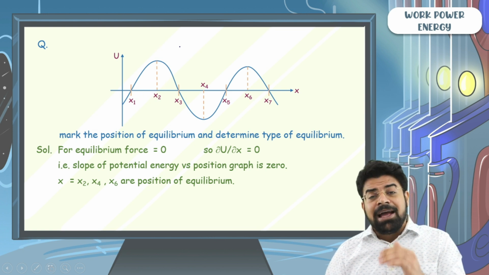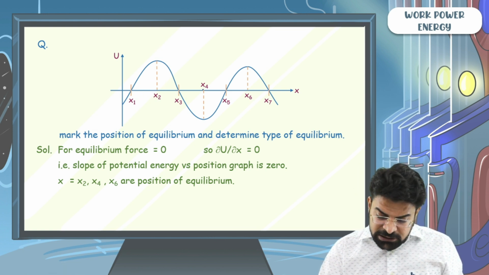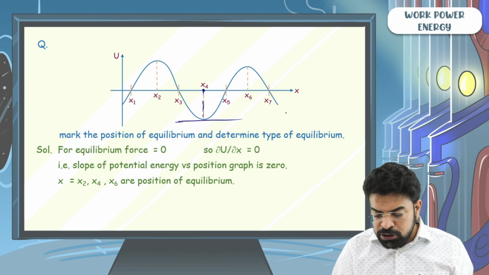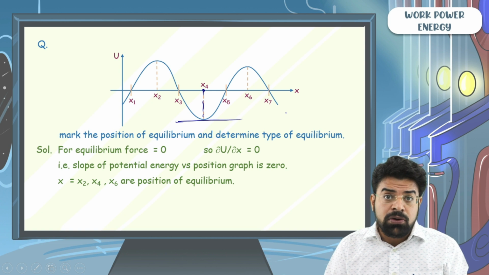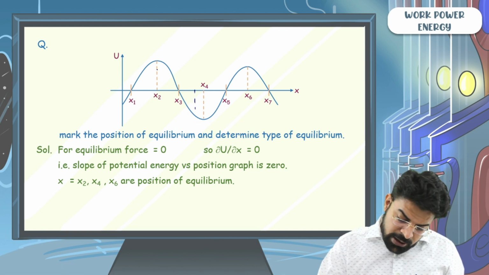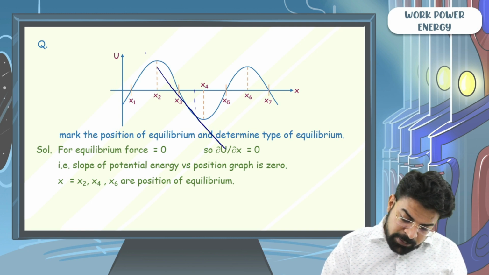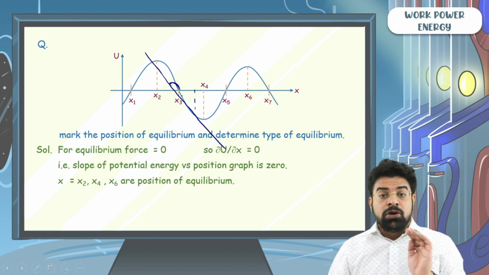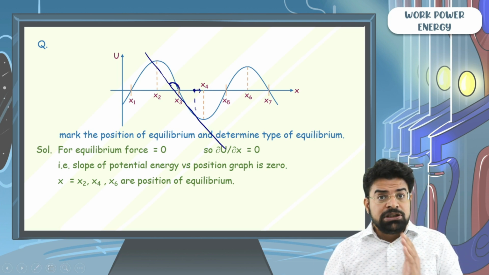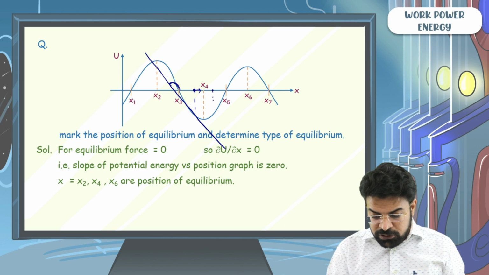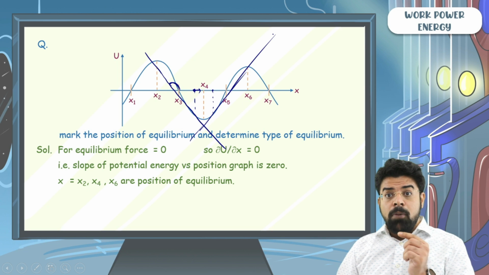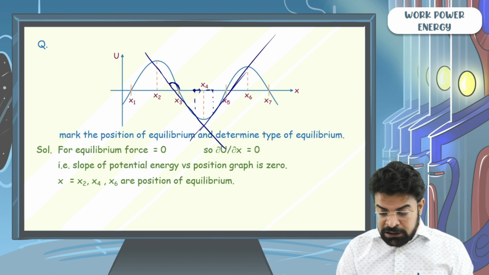What about x equals x4? You will say, at x4, the slope is 0, so the force is 0, hence it is the position of equilibrium. Just before x4, if you draw the tangent on the curve, it makes an obtuse angle. Hence the slope is negative, hence the force is positive. And just after x4, if you think of the tangent at this point on the curve, the slope is positive, hence the force has to be negative.